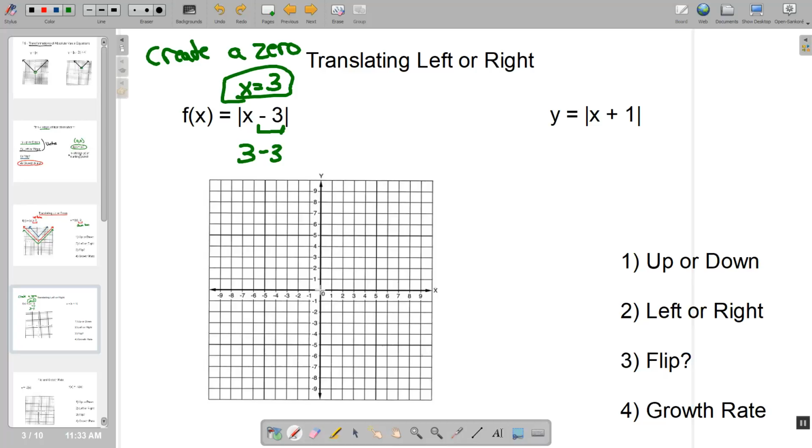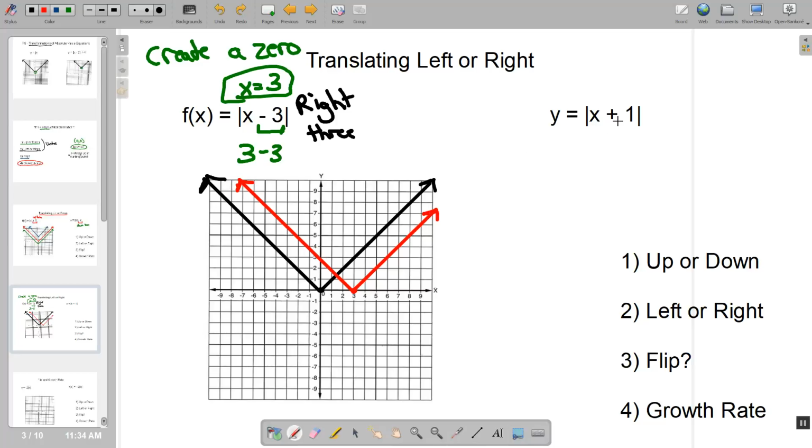So just like before, we're going to graph the regular absolute value of x. And then we look inside the parentheses to see if we're going to move that vertex left or right. So I see a -3 here, which means we are going to be doing the opposite. So we're going to be going right 3. And we do that because we're trying to create a 0 inside of the parentheses. So my vertex moves right 3, but everything else stays exactly the same.